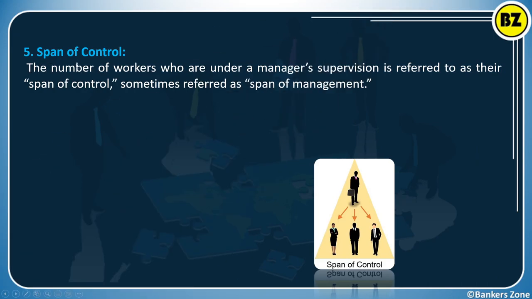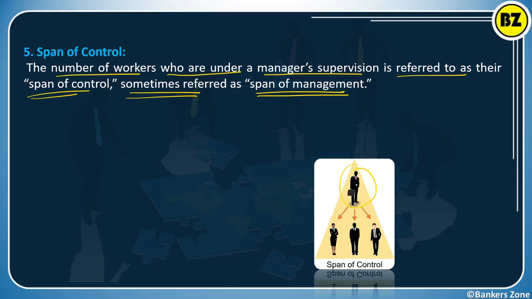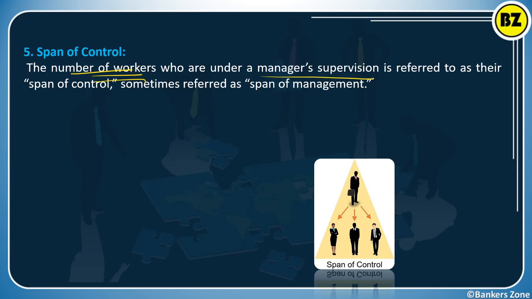We have already discussed span of control, and now we discuss it again. The concept is very simple. The number of workers who are under a manager's supervision is simply the span of control. Sometimes it is also referred to as the span of management. See, one person is the boss of this lady, that person, and that person. That means his span of control is three. It means how many workers are working under you. So the number of workers under the manager's supervision is nothing but the span of control or span of management.